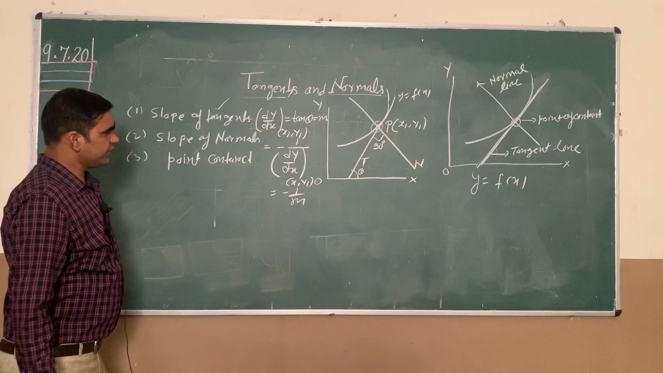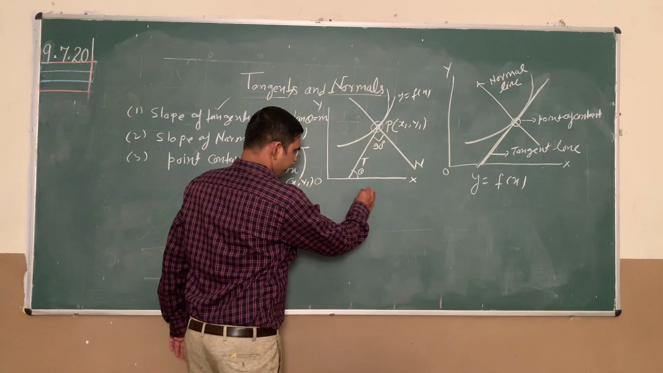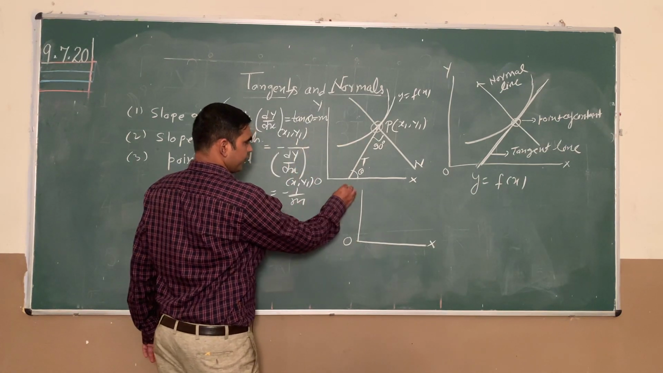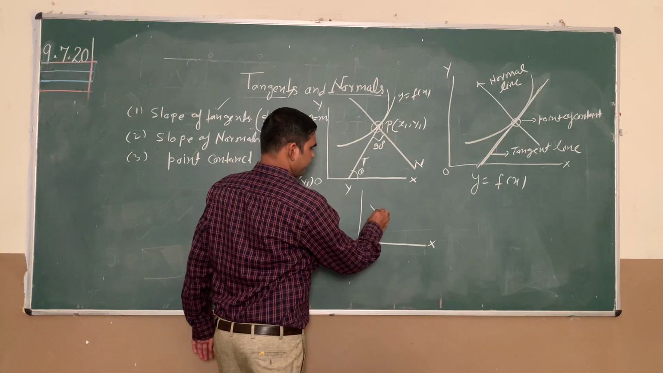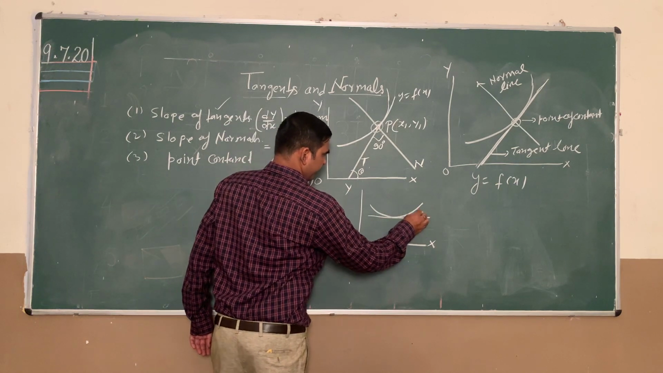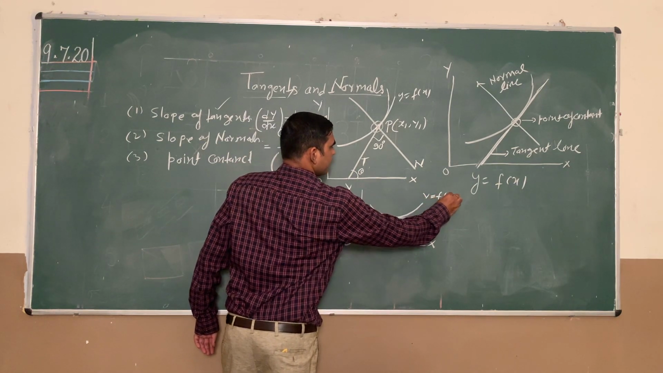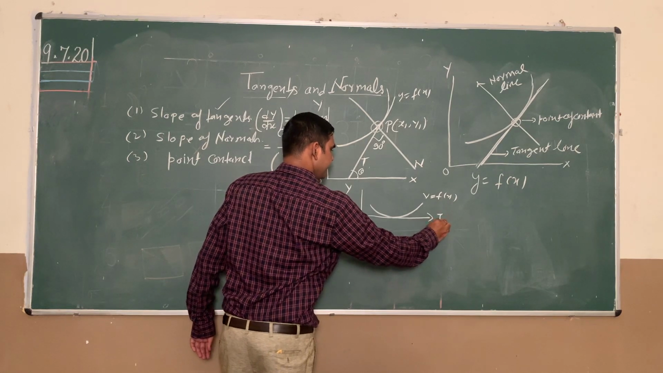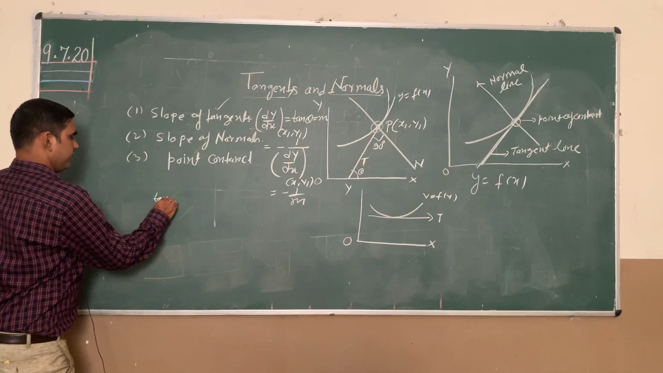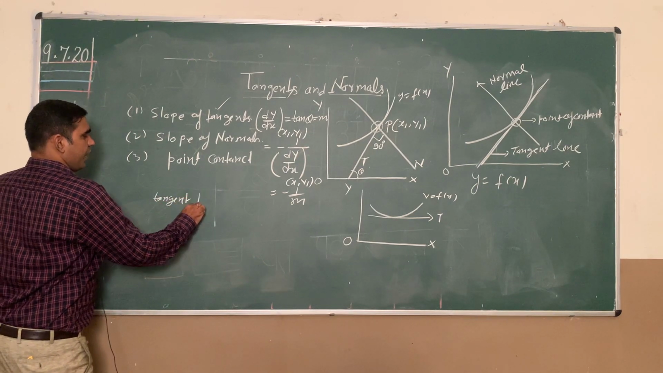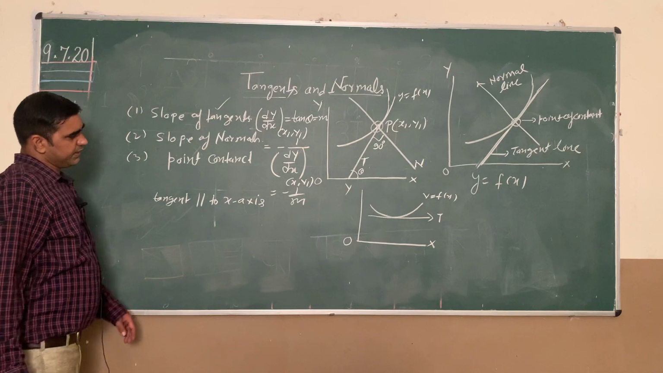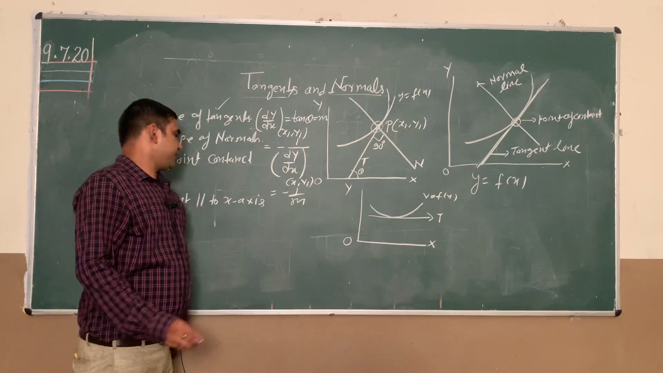Okay, so slope of tangent and slope of normal. Now you see, if a tangent line is parallel to the x-axis, suppose we have coordinate axes OX and OY and we have a curve, like that type. If you draw a tangent on this curve y equal to f(x), then in that case the tangent will be parallel to the x-axis.